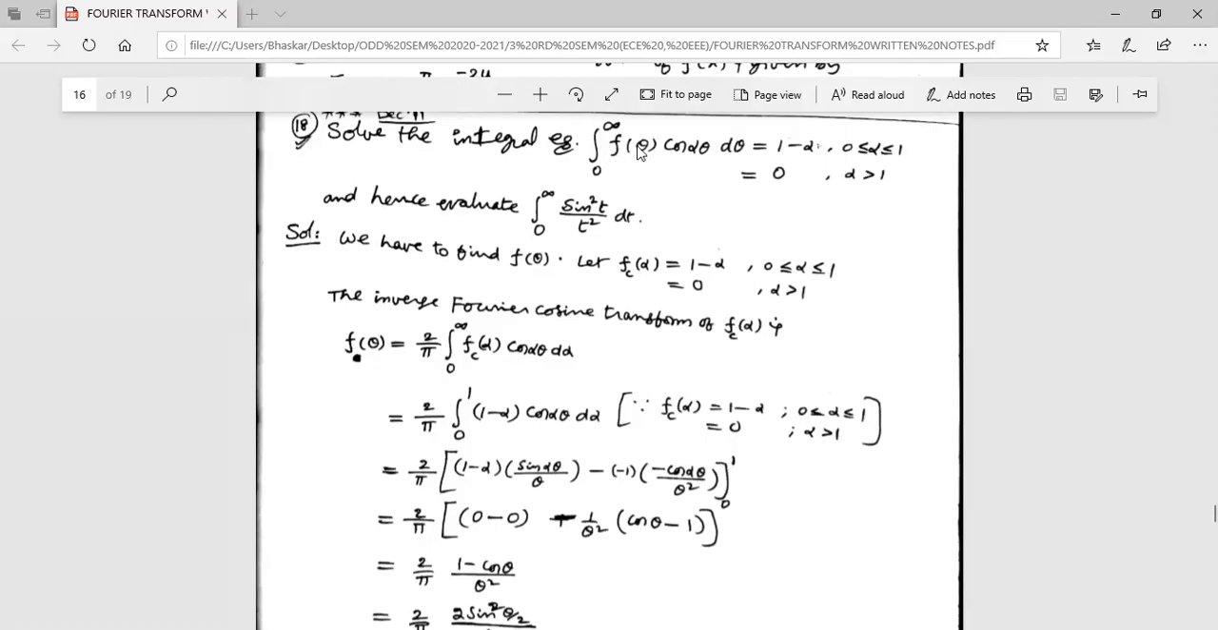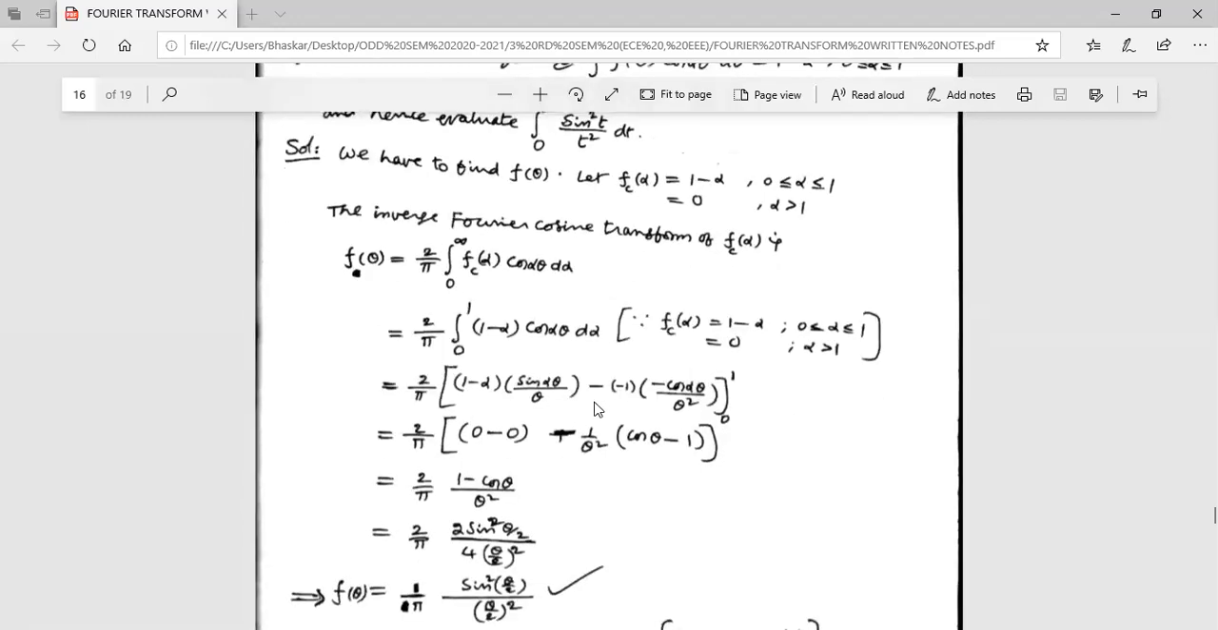Now on the left hand side, I am going to find the f of theta value so that I can substitute it. It is 2 by pi, integral 0 to infinity of FC of alpha cos alpha theta d alpha. From that, FC of alpha is nonzero where alpha is from 0 to 1. So it becomes the integral of alpha from 0 to 1 of 1 minus alpha cos alpha theta d alpha. Now applying Bernoulli's formula, integrate with respect to alpha.